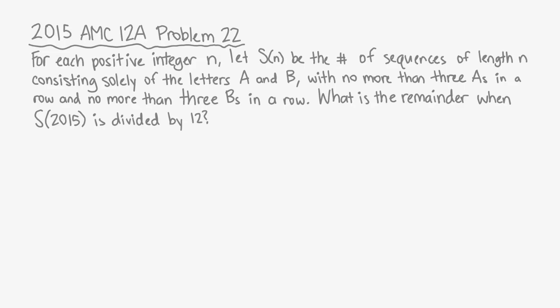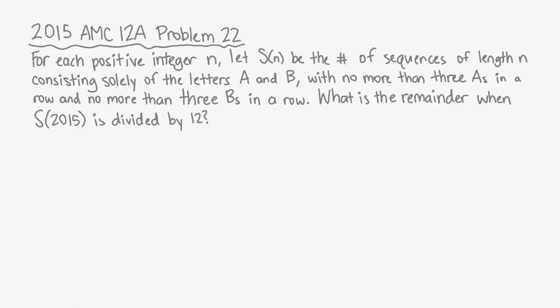Okay, so how do we extend this logic to other math problems? Let's take a look at a problem on the AMC 12. For each positive integer n, let s(n) be the number of sequences of length n consisting solely of the letters a and b, with no more than 3 a's in a row and no more than 3 b's in a row. What is the remainder when s(2015) is divided by 12?